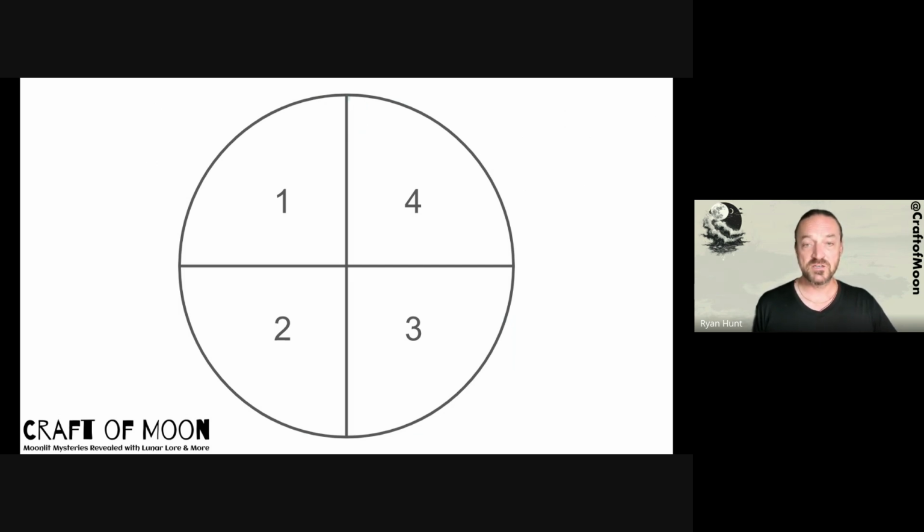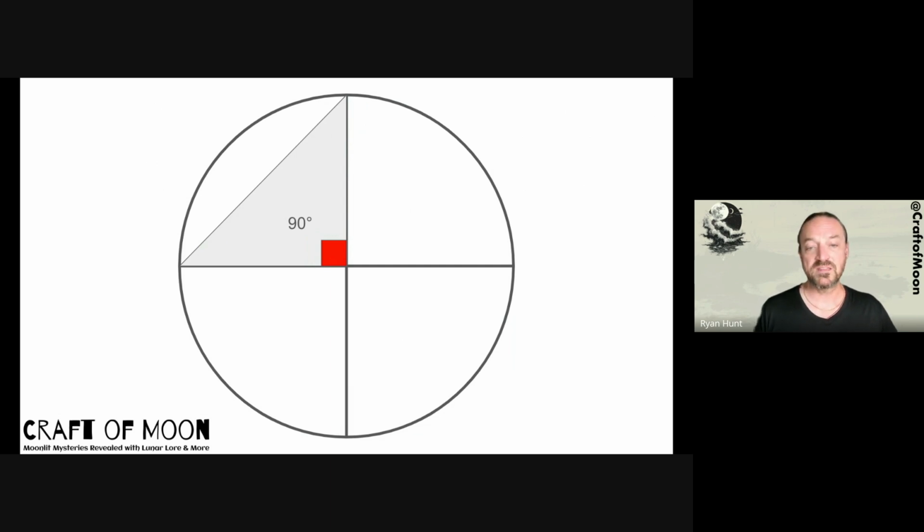Well, the reason why it's the first quarter is when we divide that circle into 4 parts, we get these triangles here. And we can see that here is a 90-degree angle. This is a right triangle, otherwise known as a square angle. And it's this square angle that is causing the name the first quarter, because when we divide the circle into quarters, we get these 90-degree squares, and it's this quarter here, which is the first quarter relationship.